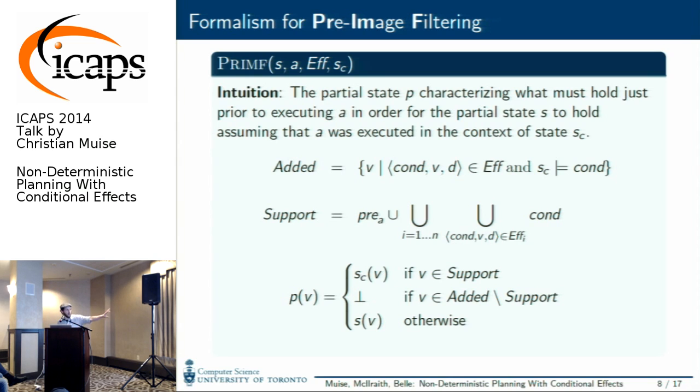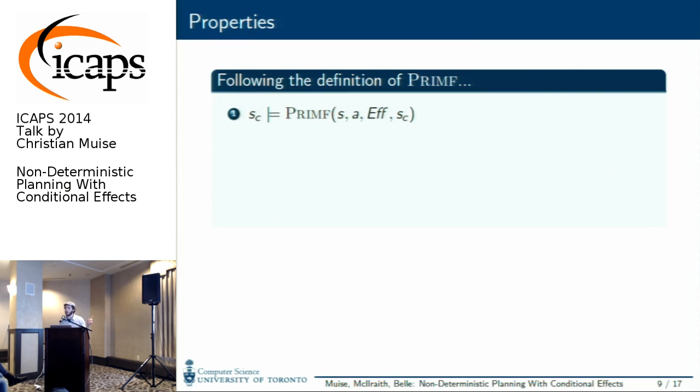So this may be a little complicated, and I can explain it in detail at the poster session later, but there are some intuitive things that I want to point out with this PRIMF operator. First, the state that we were in when we applied this action entails this partial state, the PRIMF operator. This is a very good and essential property we need in order for everything to still be correct. Second, the PRIMF operator actually entails the real regression.